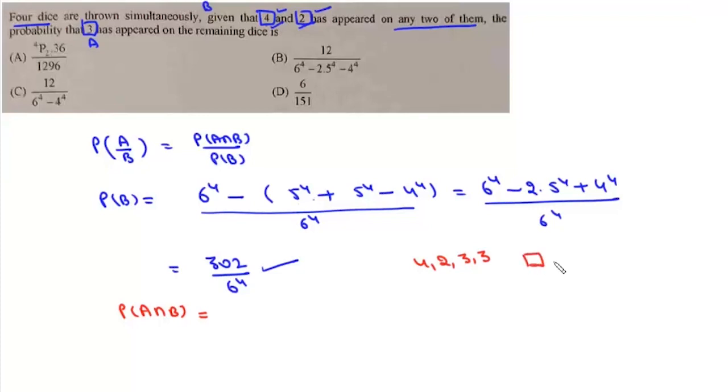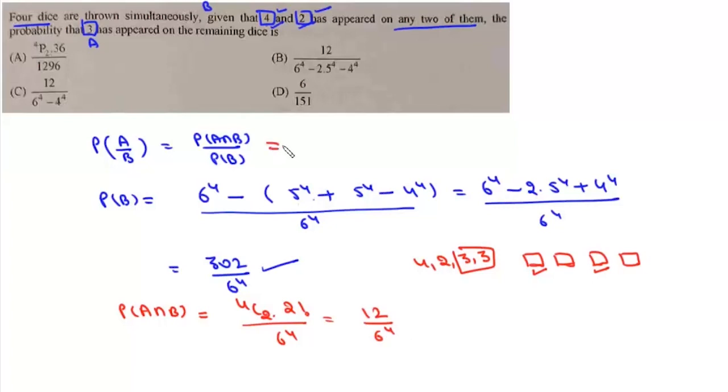Now in this case, out of these 4 dice, we need to select 2 dice for these 3 and 3. So out of these 4, we can select any 2 in 4C2 ways. Now the remaining 2 dice, we can distribute 4 and 2 in factorial 2 ways. So that will be 4C2 into factorial 2 divided by 6 to the power 4. Now 4C2 is 6, so 12 upon 6 to the power 4.